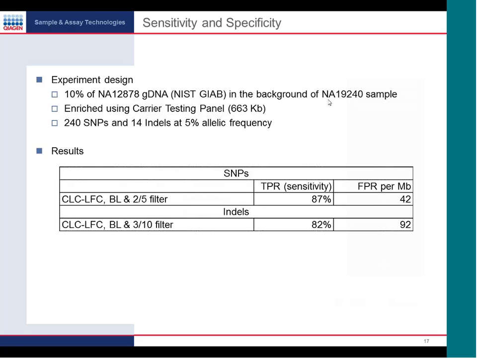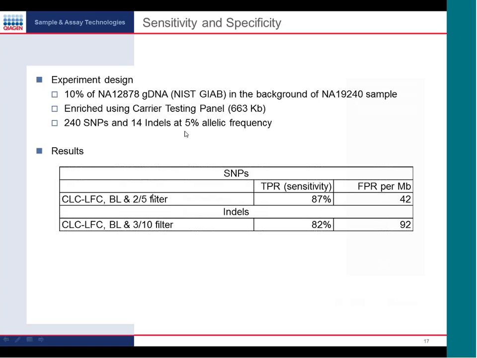And in this case, we have used the carrier testing panel, which covers around 663 kilobases of genomic DNA. This targeted region had 240 SNPs and 14 indels, of which 75% are heterozygous in nature, so we are looking at 5% allelic frequency.